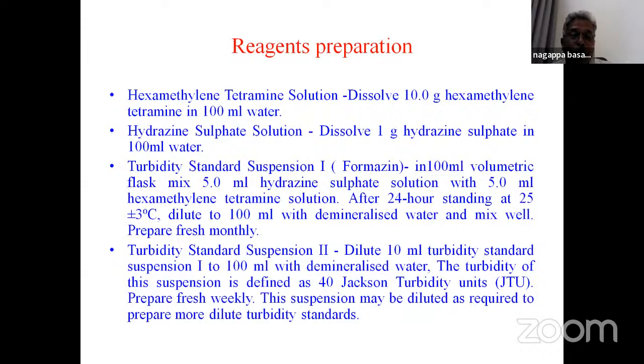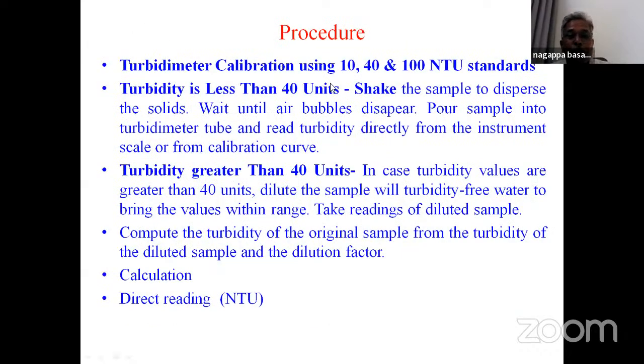After 24 hours, mix equal quantities as per the recommended volume, and it forms a turbidity suspension. Turbidity calibration can be done at 10 NTU, 40 NTU, or 100 NTU. NTU means Nephelometric Turbidity Units. We can standardize the equipment generally from 0 to 40 units, or also from 0 to 100 NTU, using the standard turbidity solution. Calibrate the system, and after calibration, use the sample.